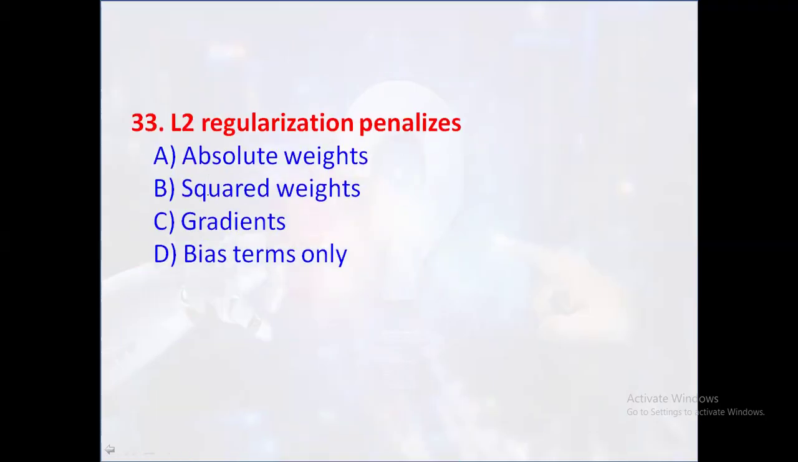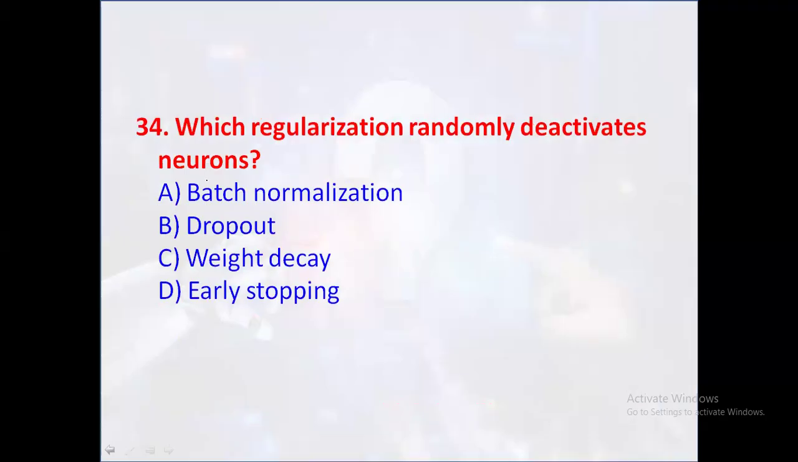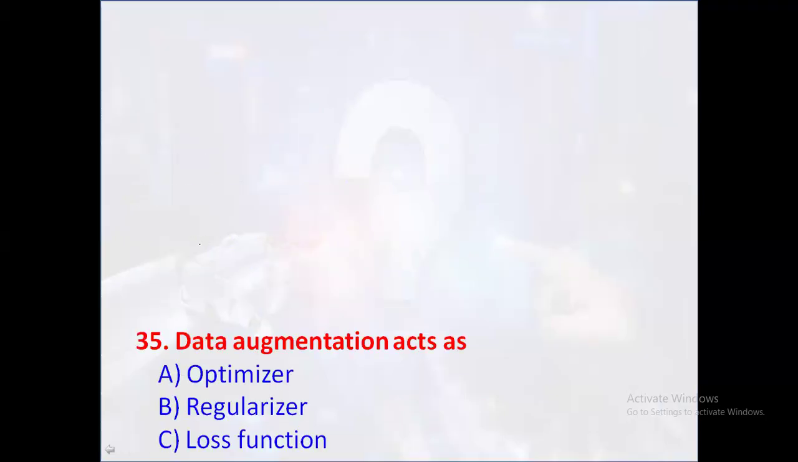Next, L2 regularization penalizes absolute weights, squared weights, gradients, bias terms only. The answer is it penalizes squared weights. Next, which regularization randomly deactivates neurons? Batch normalization, dropout, weight decay, and early stopping. The answer is dropout.